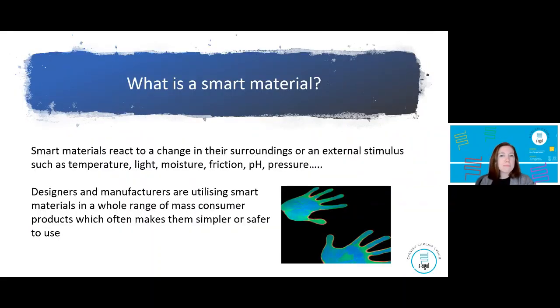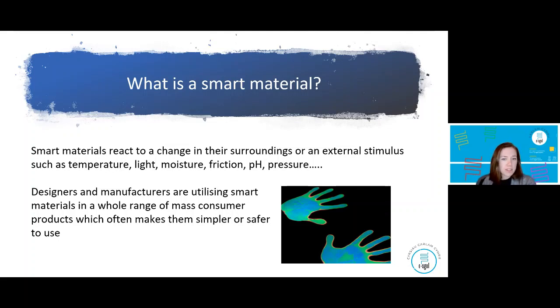So what is a smart material? Well, smart materials react to a change in their surroundings or an external stimulus, such as a change in temperature, maybe light, moisture, friction, pH, pressure, and other things as well. This is a definition that you should learn. Okay, it could be something that they could ask you in an exam, for example.